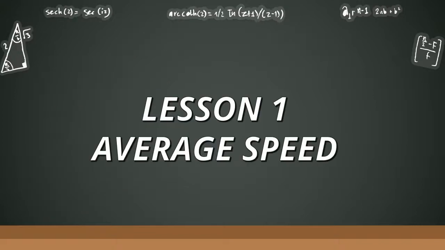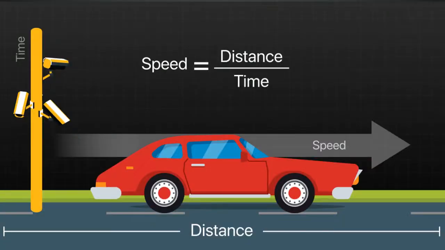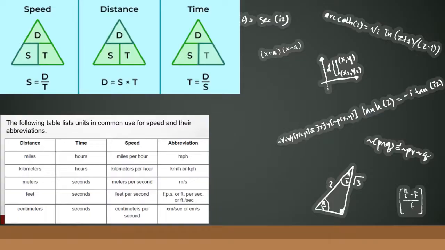So let's move on with lesson 1, which covers average speed and certain terminologies. As you all know, speed is given by distance by time taken. So whatever distance you cover with respect to time is your speed. And this is your speed, time and distance chart: speed is given by distance by time taken, distance is the product of speed and time, and as such time is given by distance by speed.